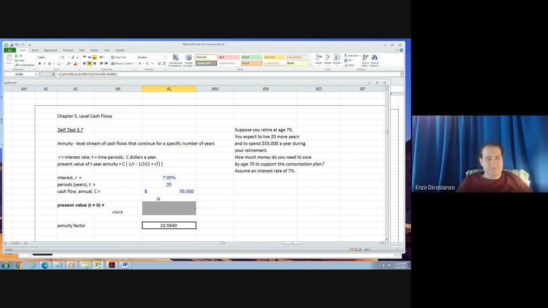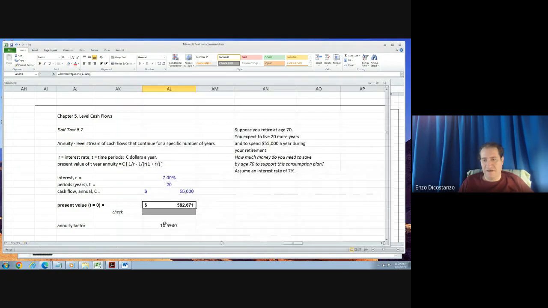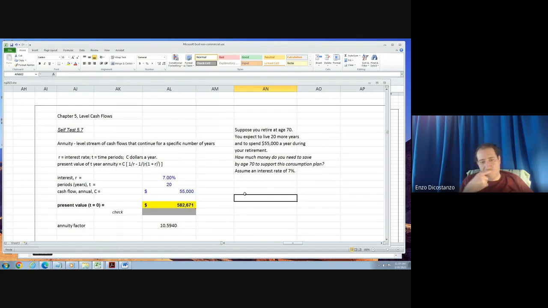Okay. So the present value would be the product of that 55,000 and the factor, using the rate. Yeah, 582,671. Again, that's reasonable. I think it's very reasonable for you guys to set that up.